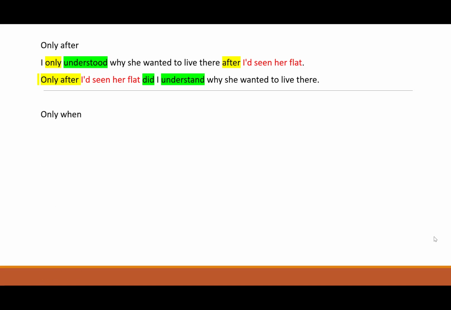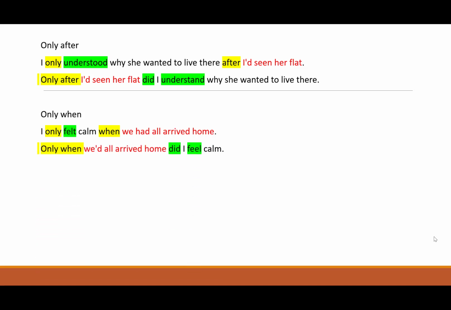Next, only when. Look at the example. I only felt calm when we had all arrived home. When you put this into inversion, you take the adverbial first, only when, followed by the second part of the sentence, we had all arrived home. Then the first part of the sentence is put into an interrogative pattern. Did I feel calm? Felt is past tense, therefore we use did as the auxiliary verb.